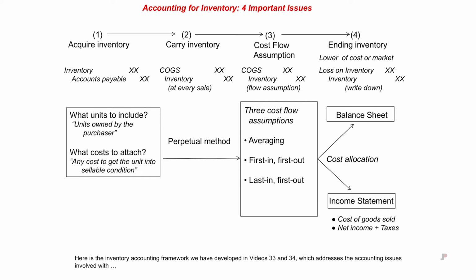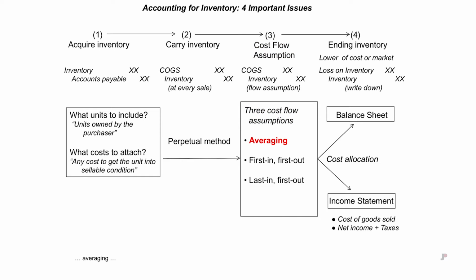Here's the inventory accounting framework we have developed in videos 33 and 34, which addresses the accounting issues involved with the acquisition of inventory, how it is carried on the books, the cost flow assumptions used at the point of sale, and the application of the lower cost or market rule to ending inventory. In this video, we focus on the three cost flow assumptions used in practice: averaging, first in, first out, FIFO, and last in, first out, LIFO.